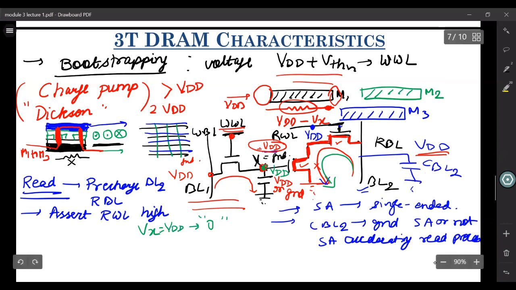And if this X node was charged to ground, this will turn off. So there won't be any conduction beyond this point, and this node will remain at VDD. So your output will remain at VDD, and this will be called logic 1. So this is why this cell is called an inverting cell.